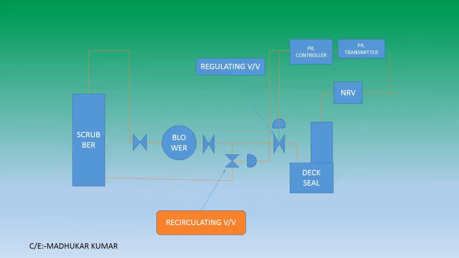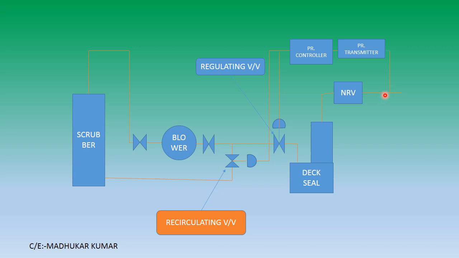Okay, in this slide we are going to see the functionality of the pressure regulating valve. It is basically regulating the pressure. This is your scrubber tower, this is your blower, this is your pressure regulating valve, and this is your recirculating valve which is fitted. So both are attached. You can see that the pressure controller is attached to both of them. It gives signal to both of them, along with the pressure transmitter.